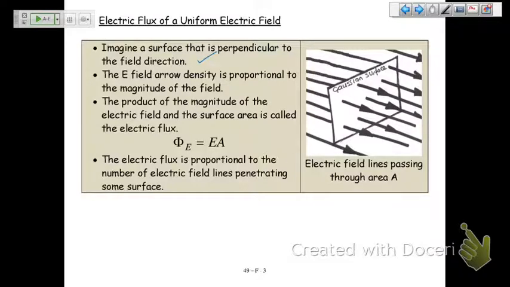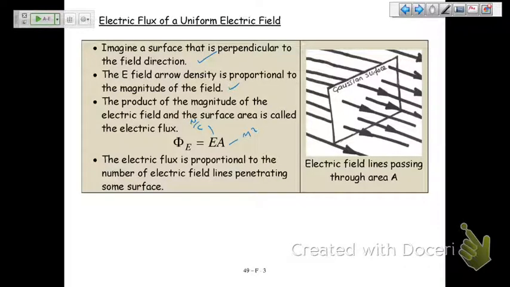The electric field arrow density, that's the number of arrows per square meter, is proportional to the field magnitude. The product of the magnitude of the electric field, that's E, and the surface area is called the flux. So there's our rule. The area is in meters squared, and the field is going to be in newtons per coulomb or volts per meter. There's two ways of doing it.